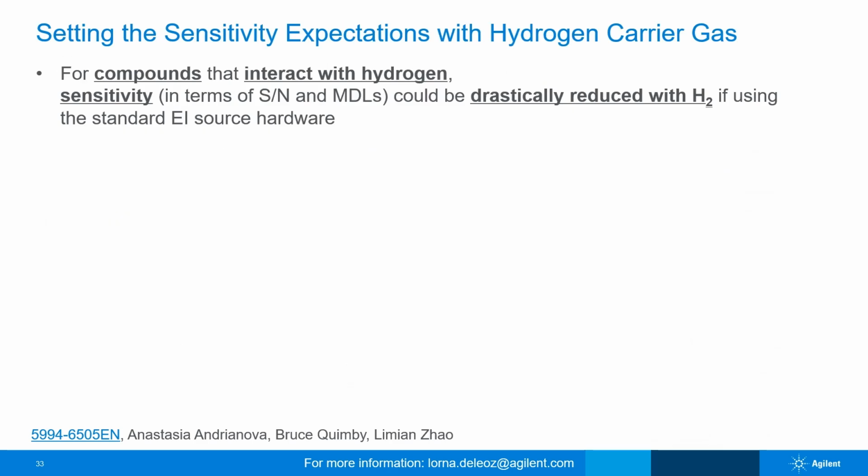So, for the compounds that do not interact with hydrogen, sensitivity could be drastically reduced with the hydrogen carrier gas if you are using the conventional EI source. Technazine is one example.